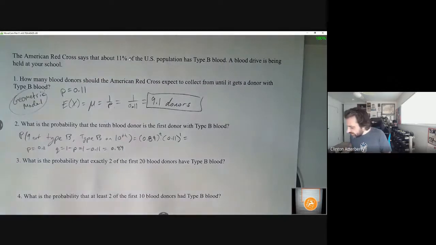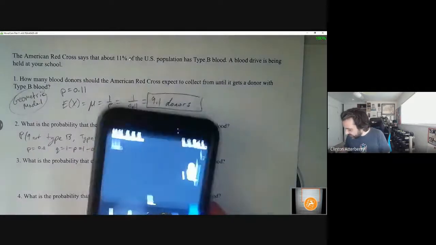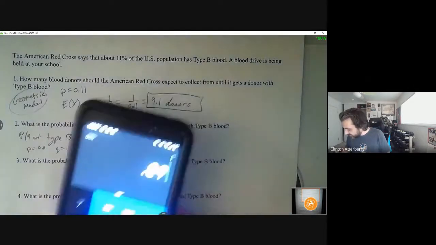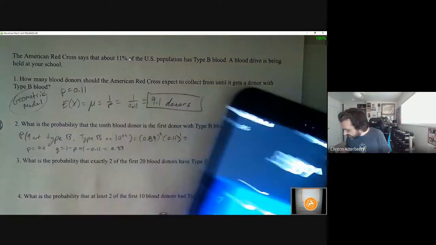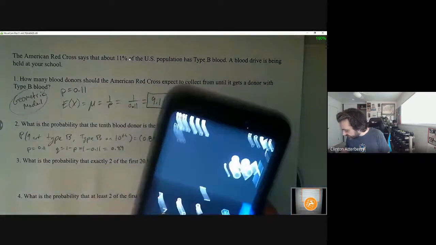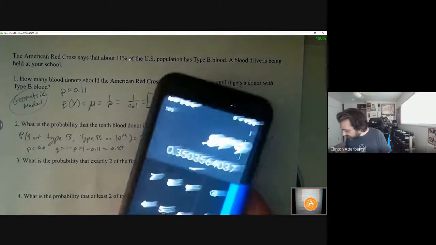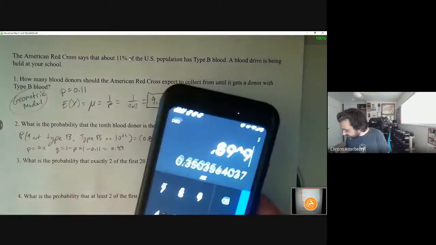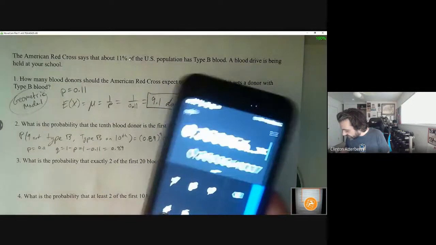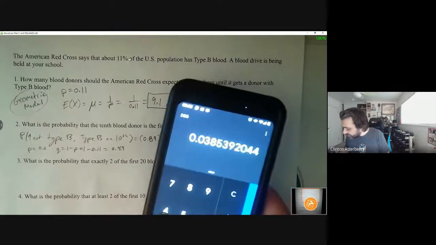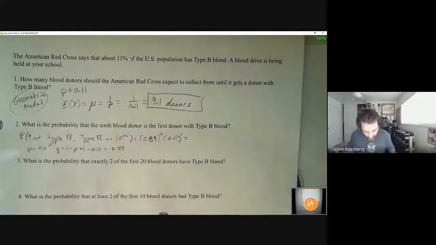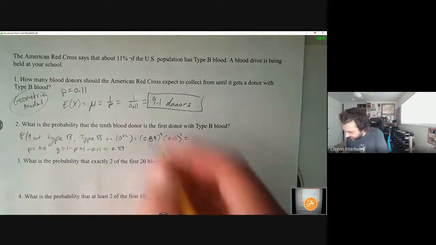So we have 0.89. Let me show you guys one thing here. So that's that. Okay. Then I'm going to times that by 0.11, and I get 0.385392, and so on. So I'm going to go ahead and round this to 4 decimal places.